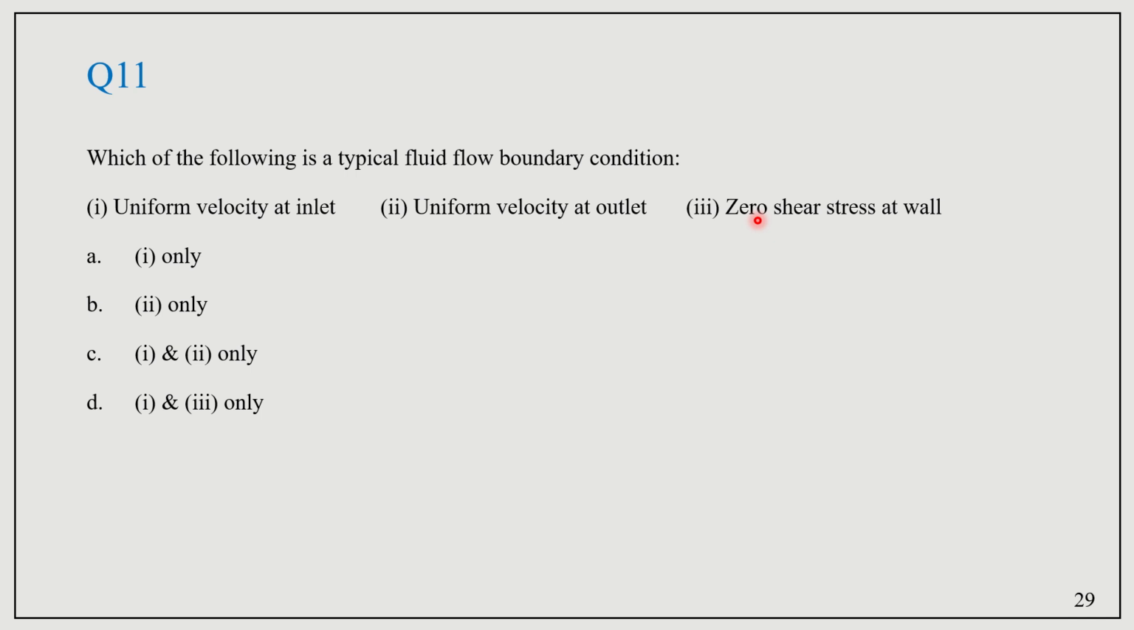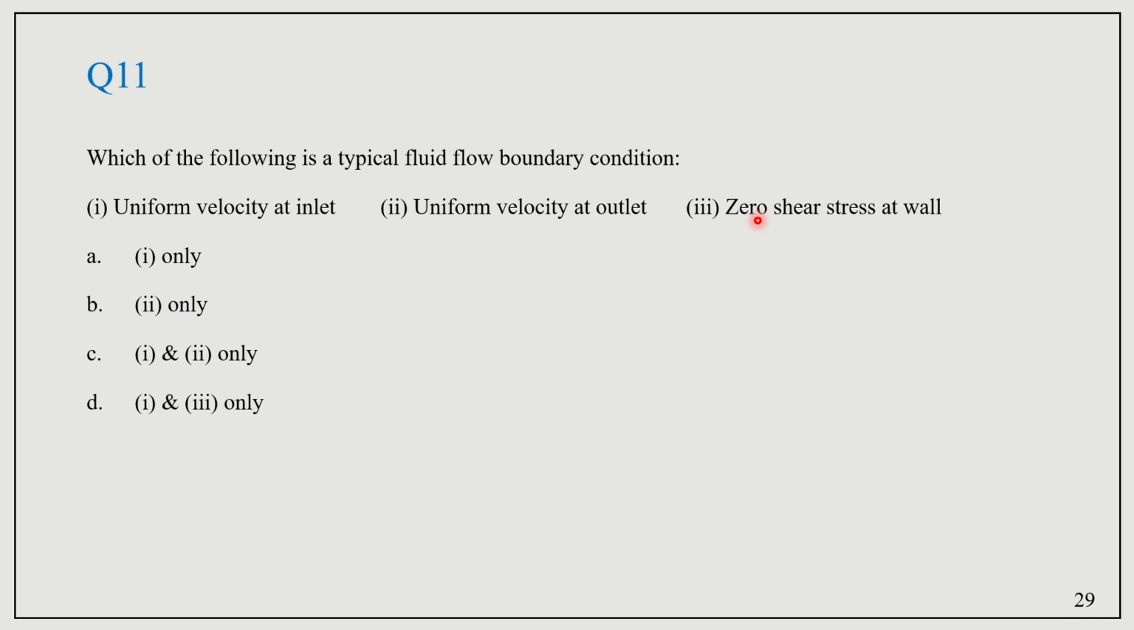So consider a flow through a pipe. What can we specify about that flow through the pipe? We can know the velocity at the inlet, because we are passing the fluid inside the pipe. We know the rate at which it is entering, and we also know the velocity at the inlet condition. So uniform velocity at the inlet is one of the typical fluid flow boundary conditions.